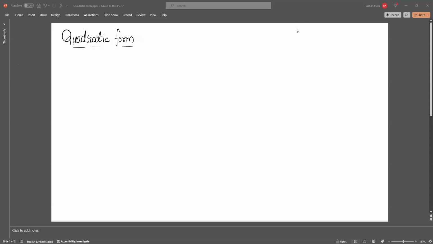We're going to discuss today a topic from mathematics. It is called the quadratic form. It is related broadly to the topic of linear algebra.